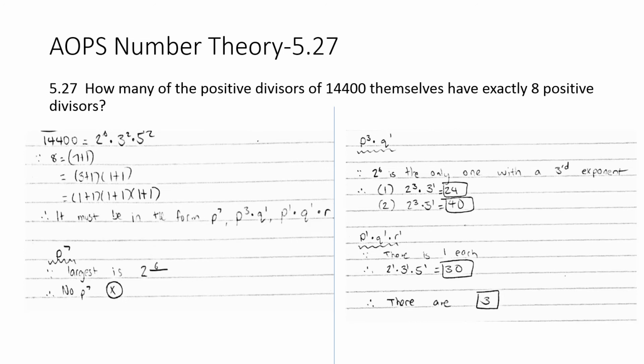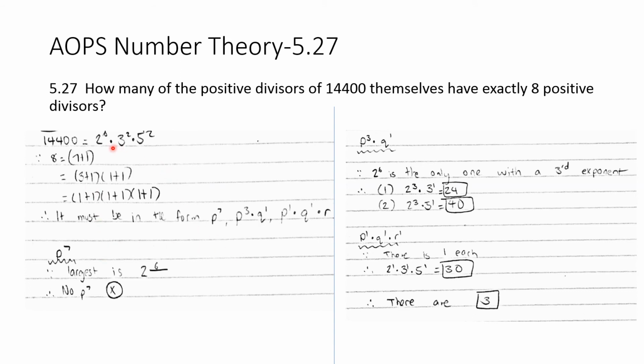AOPS number theory 5.27. How many of the positive divisors of 14,400 themselves have exactly 8 positive divisors? So this number is equal to 2 to the power of 6 times 3 squared times 5 squared. So 8 is equal to 7 plus 1, or (3 plus 1) times (1 plus 1), or (1 plus 1) times (1 plus 1) times (1 plus 1).